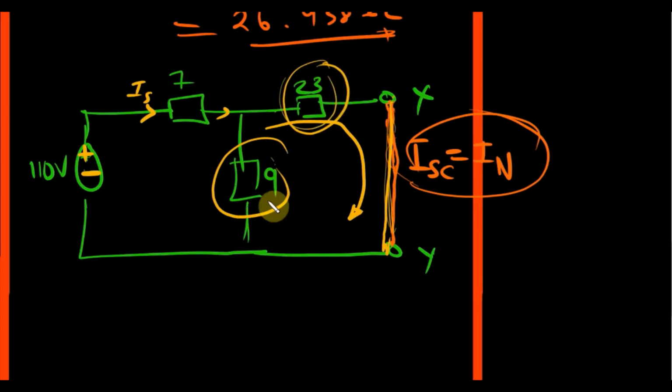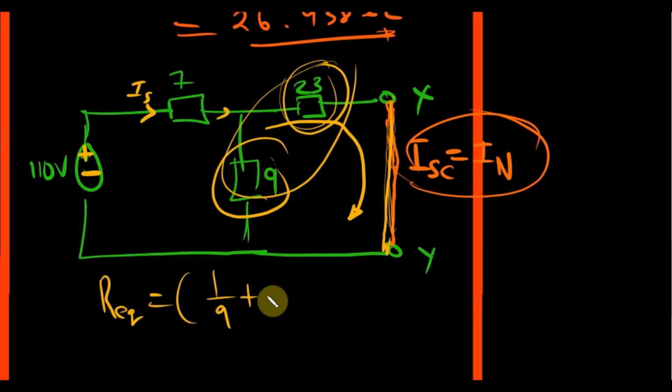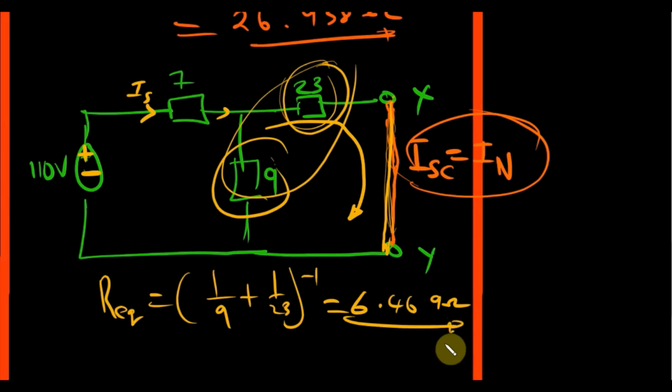Therefore, 23 and 9 are now parallel to one another. So our equivalent is 1 over 9 plus 1 over 23. That gives us 6.469 ohms. Okay, let's just make sure: 1 over 23 minus 1. Yep, that's the correct answer. Okay, so we have our R equivalent for these two combined.